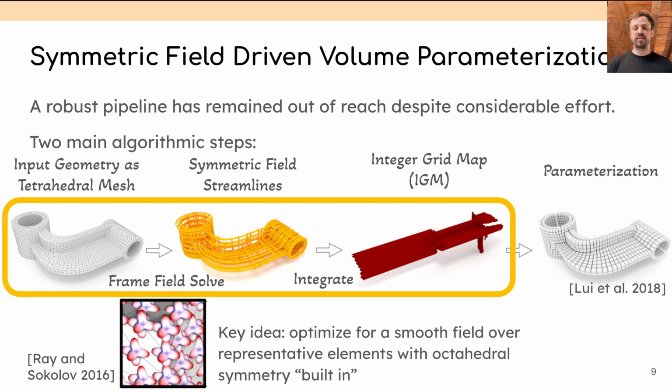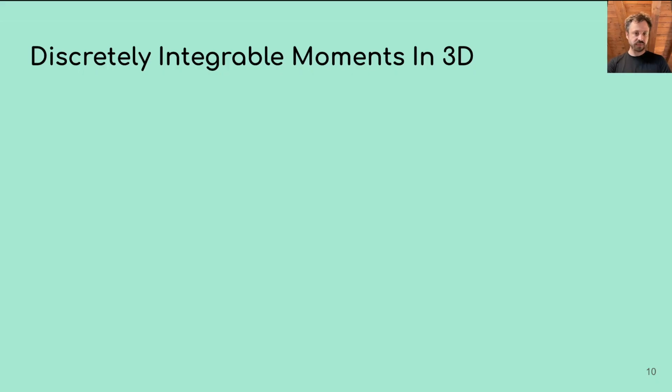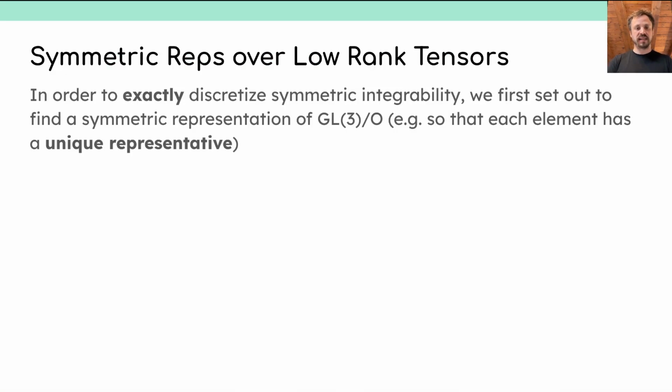This figure was taken from Liu et al. in 2018. We're also partially motivated by this task, so I wanted to introduce it here for context. But now let's get into the details. We want to come up with a representation of GL3 mod O where every element of GL3 mod O is represented uniquely. So how can we do this?